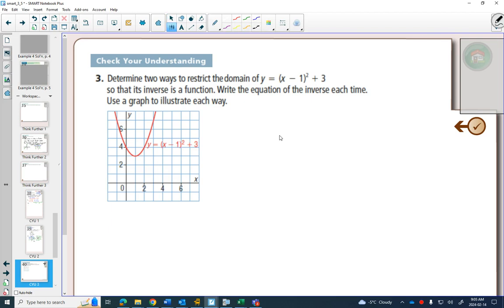Determine two ways to restrict the domain of (x - 1)² + 3 so that its inverse is a function. This isn't a crazy concept, but this is one that people make lots of mistakes on. So we're going to really try to explain it fully. First of all, currently, y equals (x - 1)² + 3.